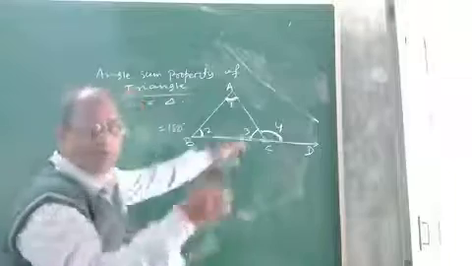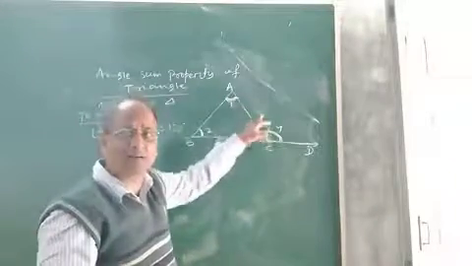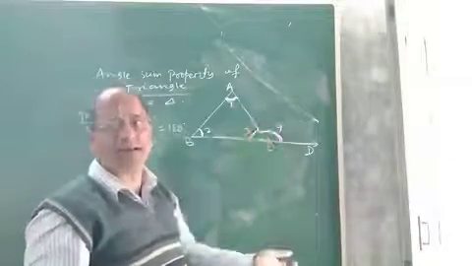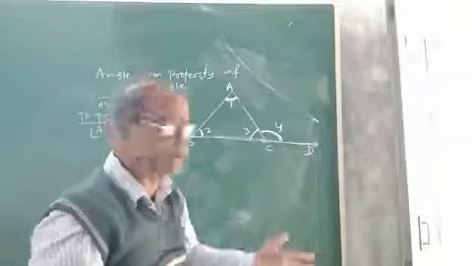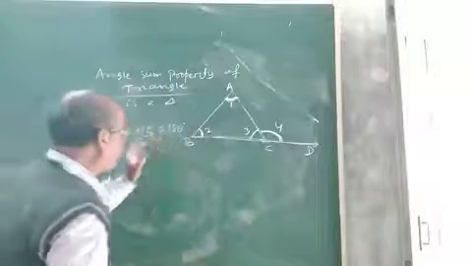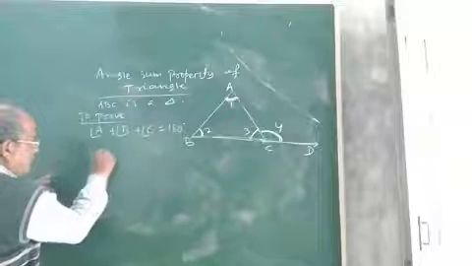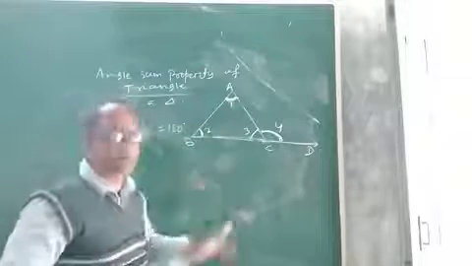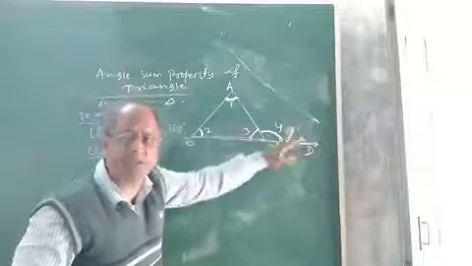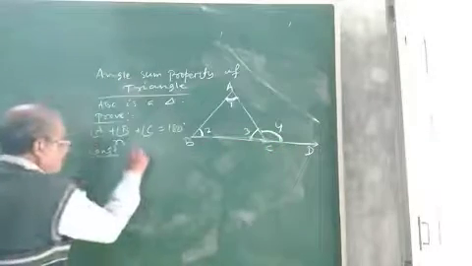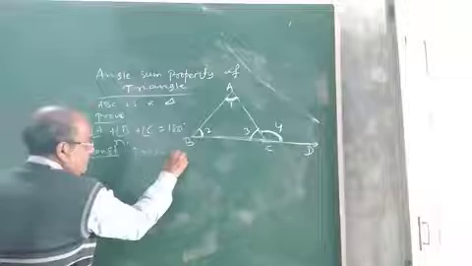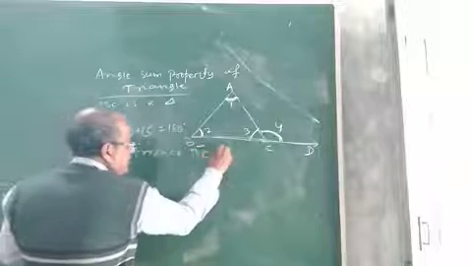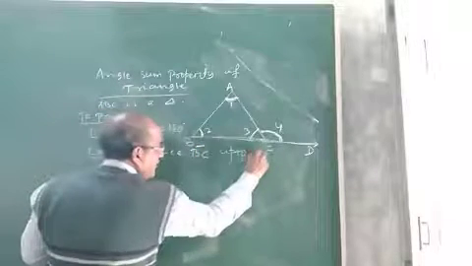Okay? So we have to apply that concept here in order to prove that sum of three interior angles of a triangle is 180 degree. So what will be my next step? My next step will be construction. What construction do we have to do here? We have to produce or extend any one side. Let us produce BC up to D.